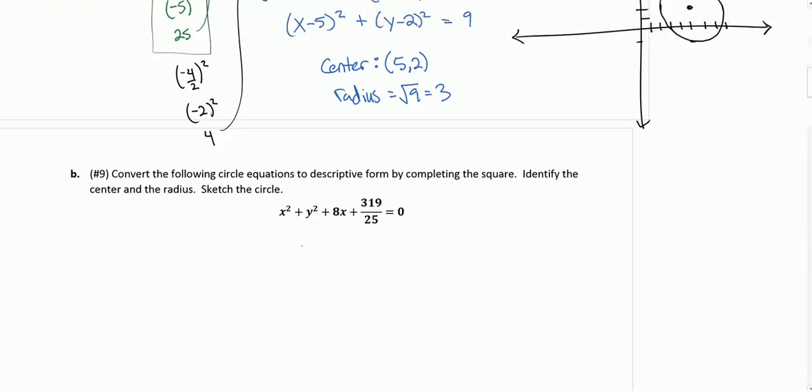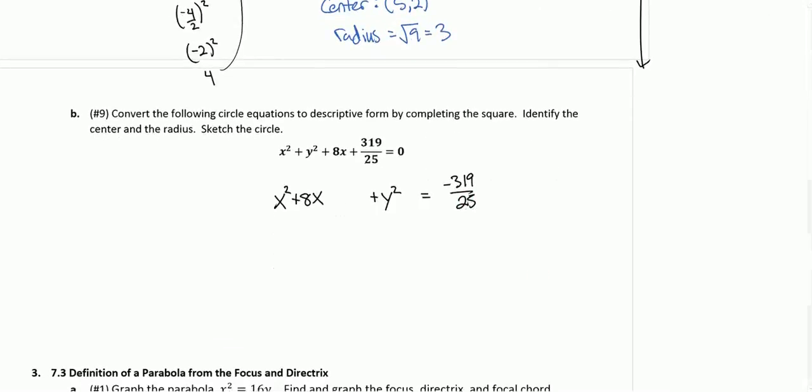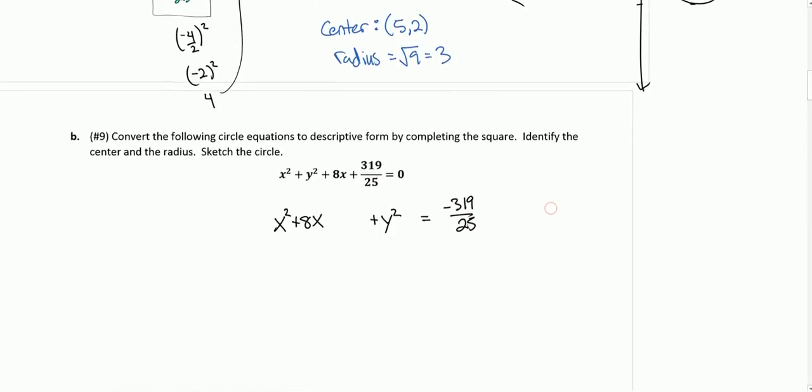First, start the same way. Group the x values. So we've got the x squared and the 8x. Leave a little room to complete the square. We've got our y value, which is y squared. And then all constants move to the right-hand side, so negative 319 over 25. And then begin completing the square.